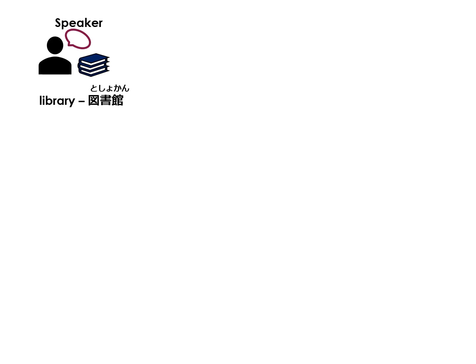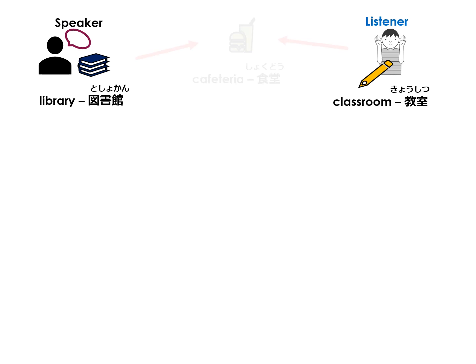Here's another dialogue using the pronouns of location. The speaker is in the library or toshokan. The listener is in the classroom or kyoshitsu. And far from both is the cafeteria or shokudo. Again, please feel free to repeat after me.